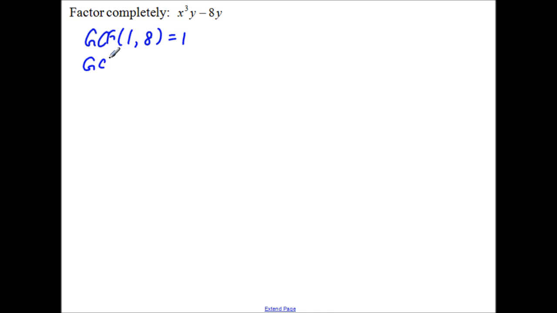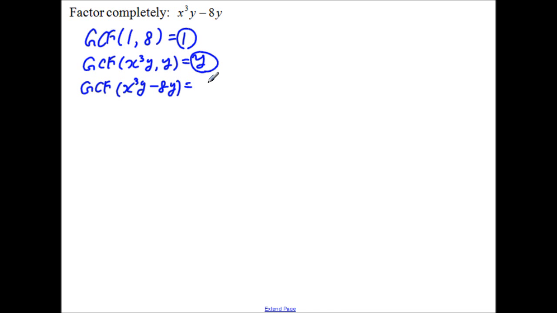And then we find the GCF of the variable factors, x to the third y and y. The unique common variable of these two terms is y, and in both terms, y is raised to the first power, so the GCF of the two terms is y. Then the GCF of the polynomial is the product of these two GCFs, so that is 1 times y, which is y.